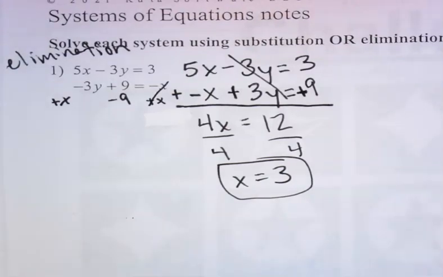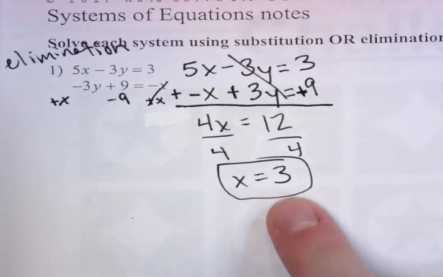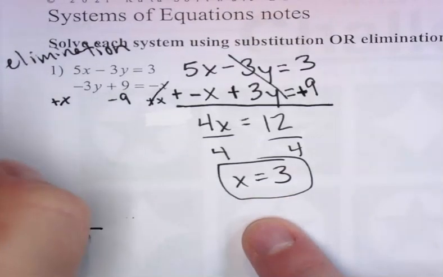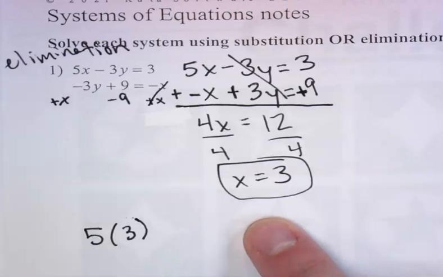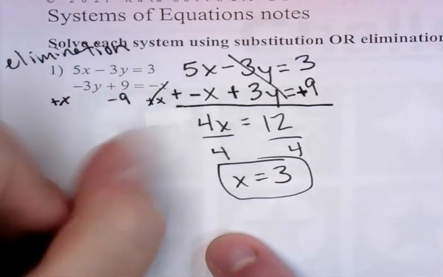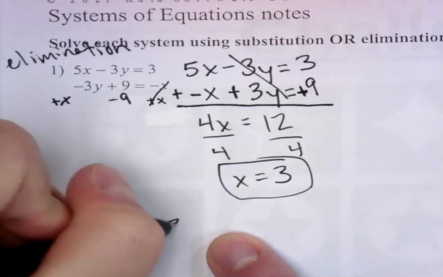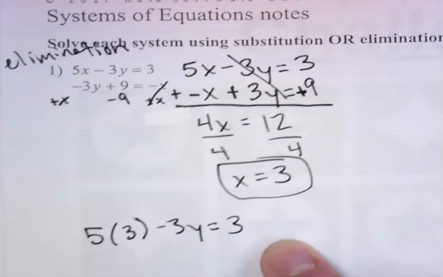You pick an equation that you want to plug this into. It doesn't really matter. I'm going to, why don't I just pick the first one? Or, yeah, it doesn't matter. 5 times 3 minus 3y equals 3.